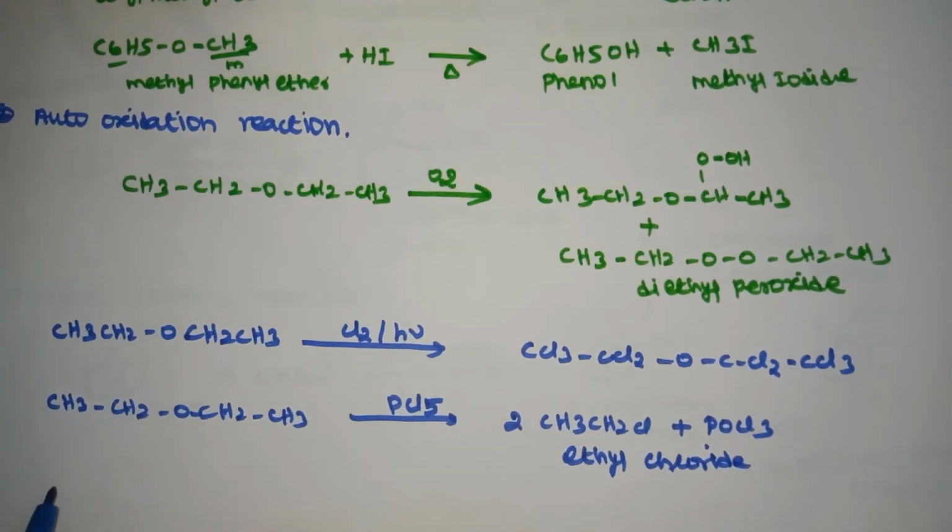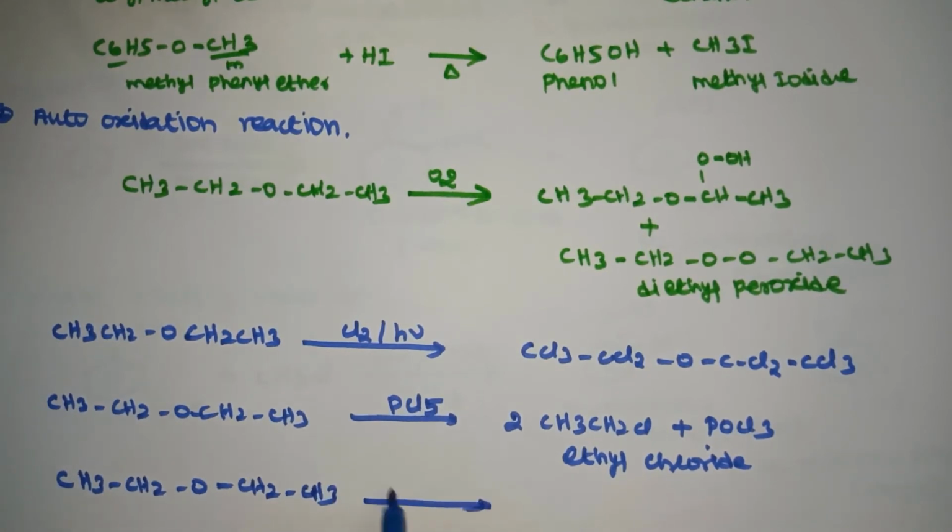Next one, CH3CH2OCH2CH3, diethyl ether, reacts with dilute sulfuric acid to form 2 moles of ethanol, CH3CH2OH. The IUPAC name of this compound is ethanol.